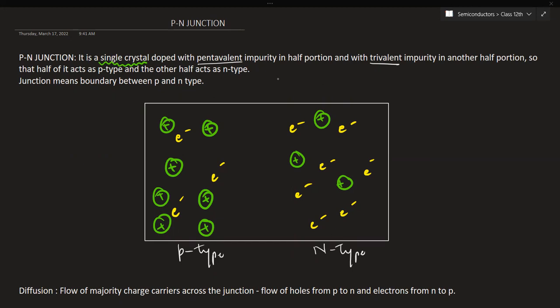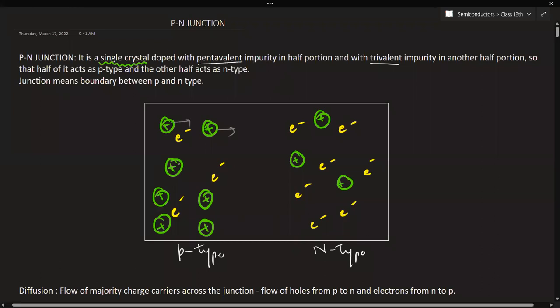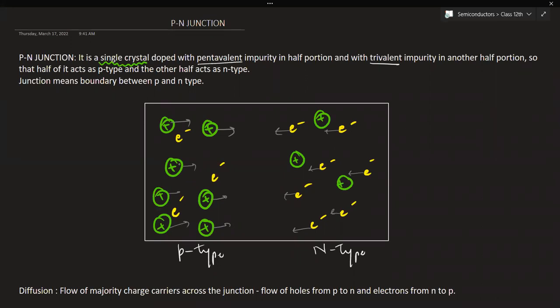So due to the concentration gradient at the junction, here you can notice holes are in majority, holes are in minority, electrons are in majority, electrons are in minority. Because of this concentration gradient that is arising, holes begin to diffuse from the P side to the N side. And electrons begin to diffuse from the N side to the P side.